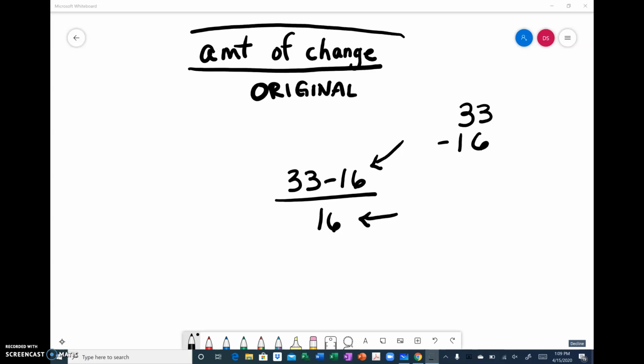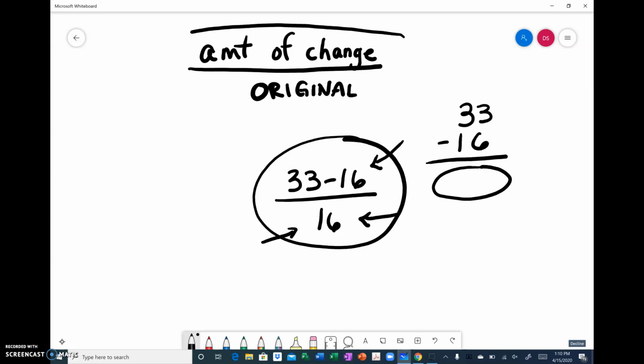Okay, so in letter D, we see the original amount is 16. We would have to subtract to figure out the change, whatever this difference is. But if the original amount is 16, then the change is showing an increase. So this fraction on letter D is showing a percent of increase.